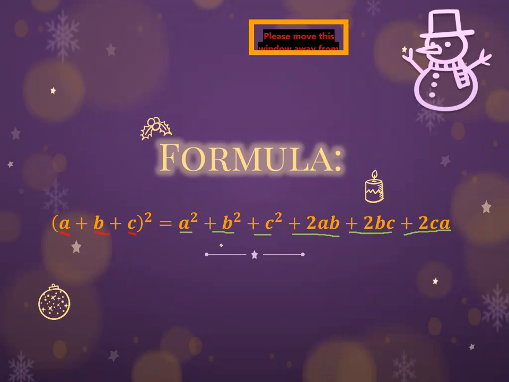I'm repeating again. What is the formula? (a plus b plus c) whole square will be equal to a square plus b square plus c square plus 2ab plus 2bc plus 2ca. Understand? So this is the formula that we are going to use in our exercise number 4.8.